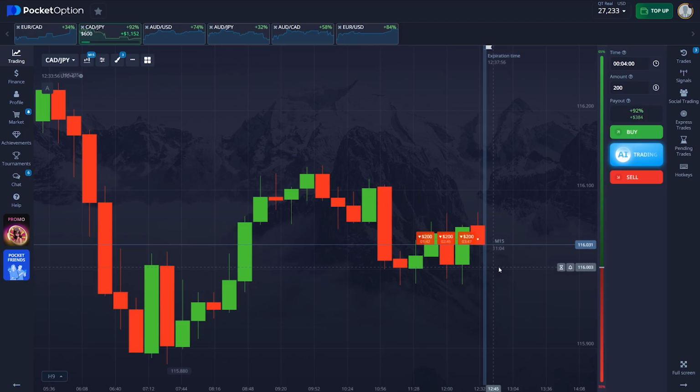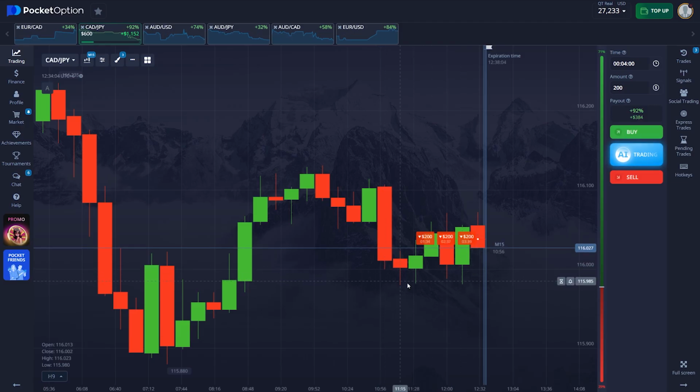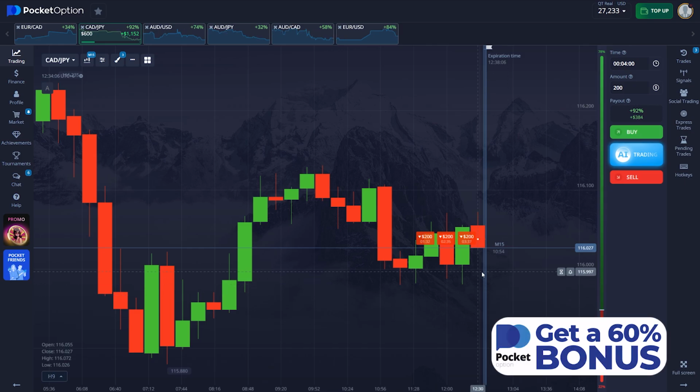Here we can see that there is a liquidity zone. The price may remain here for some time, but globally, based on our analysis, the price should eventually break this level and move toward a retest of the support level.